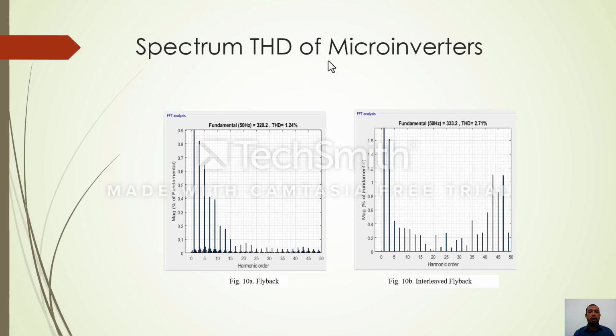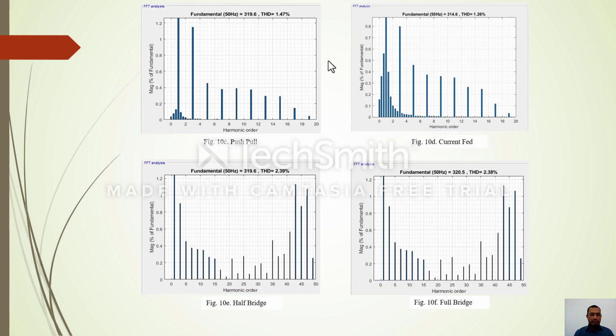Next, the results of the spectrum THD of the microinverters. Figure 10A shows the spectrum THD of flyback with 1.24% THD. Figure 10B shows the spectrum THD of interleaved flyback with 2.71% THD. Figure 10C shows the spectrum THD of push-pull is 1.47% THD.